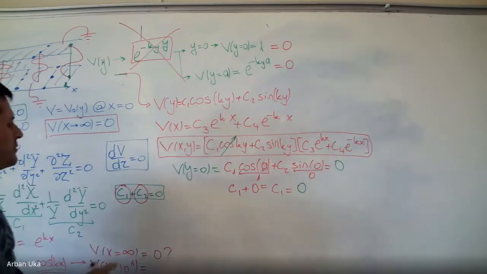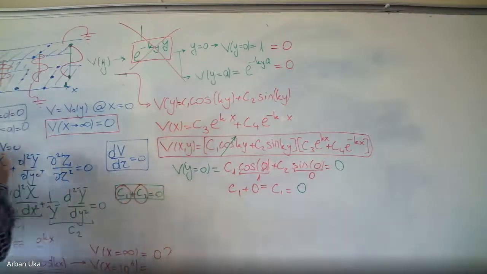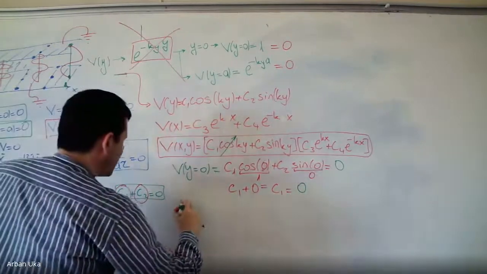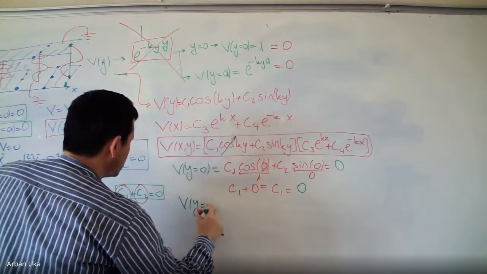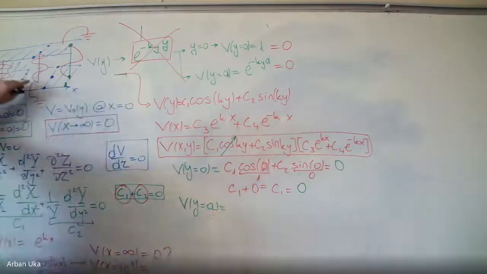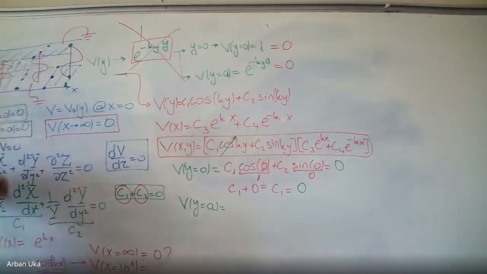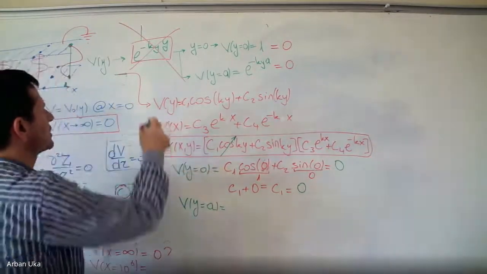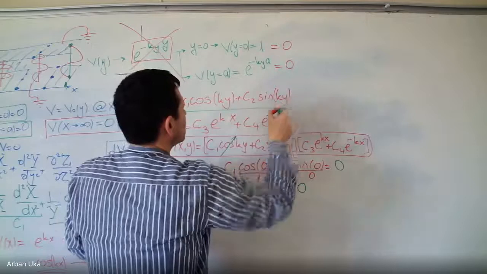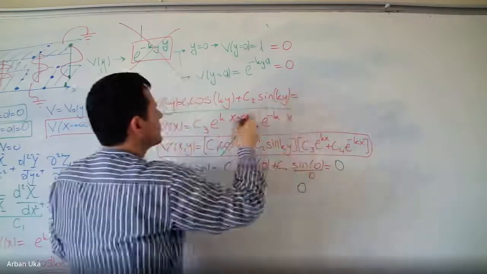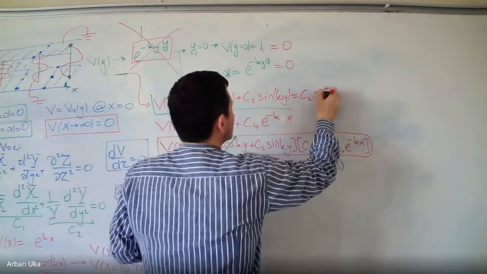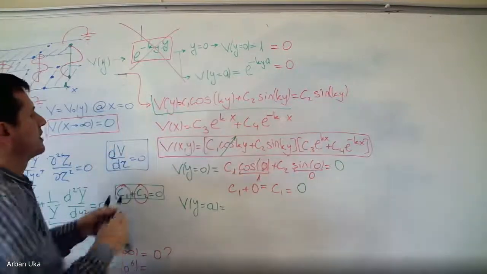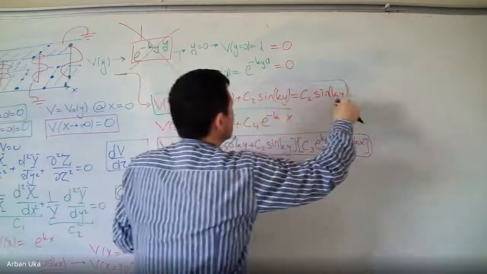And then let's implement the second boundary condition. Let's do this one. So here we have the potential when y is equal to a, because now we are at the top plate. C1 is gone, right? So let's write this again. Since C1 was 0, this is going to be C2 sine ky. Okay? So we simplify this.